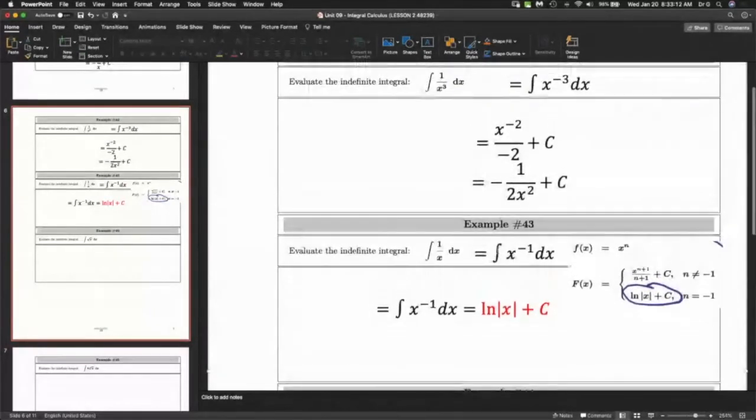For 42, Joshua, if you don't simplify 42, you lose 0.2.